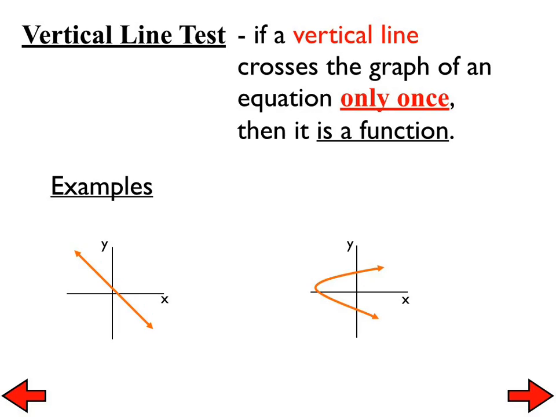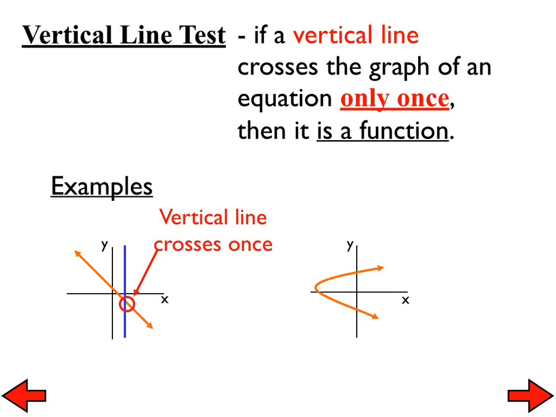The vertical line test says if a vertical line crosses the graph of an equation only once, then it is a function. So what that should mean to you also is that if a vertical line crosses your graph more than once, it's not a function. And I know that these are already drawn out for you, but my example here, the orange line on the left, that one is a function because no matter where I draw a vertical line, it's only going to cross that graph at one point. That means it is a function.